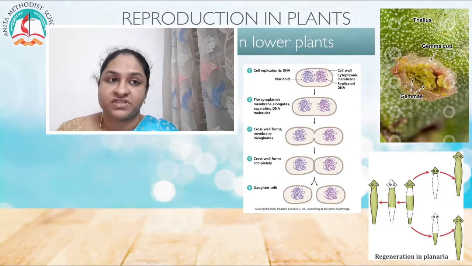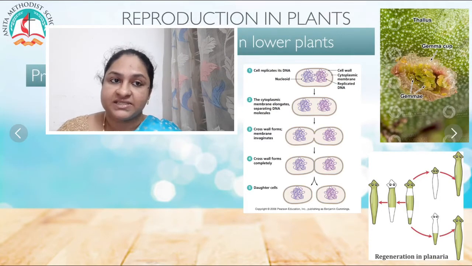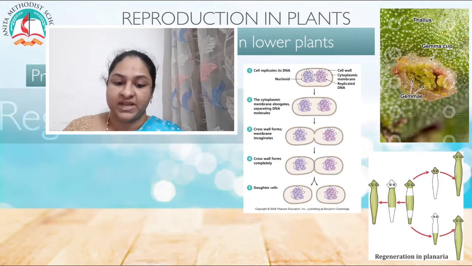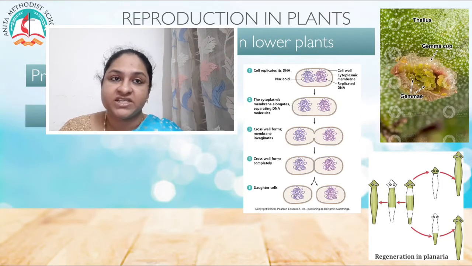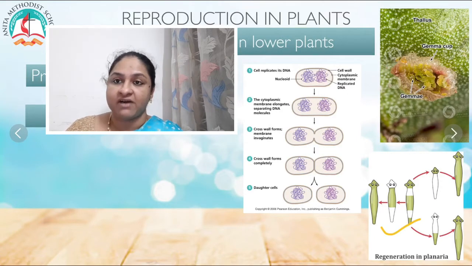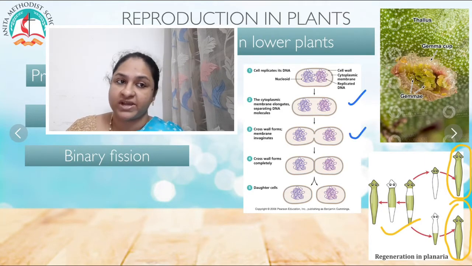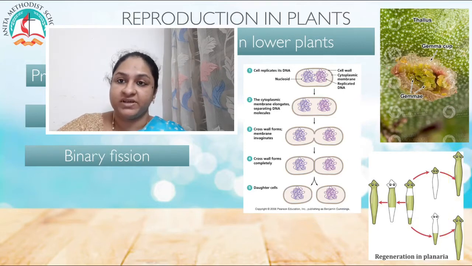Picture here, production of gemma. Here the single cell or the modified bud detaches from the parent and develops to grow into a new individual. Then we have regeneration, where the organism detaches its tail end, and each half of the organism regenerates into a new living organism. And then we have binary fission. In this process, an organism duplicates its genetic material, the DNA, and then divides into different parts.